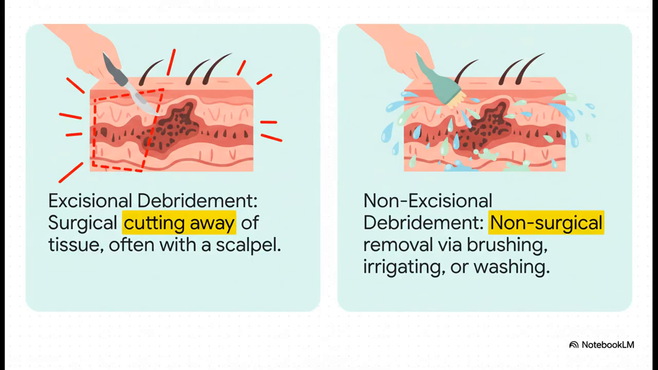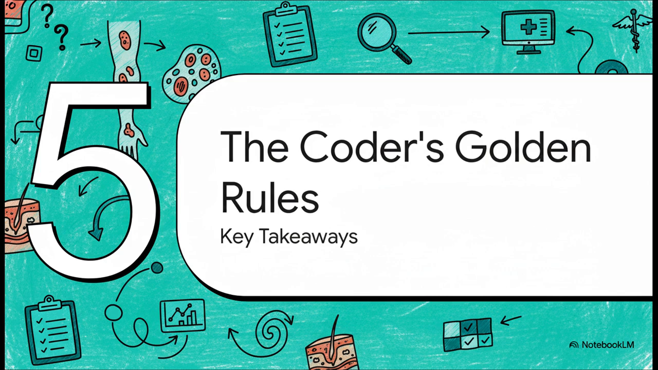And here's that fork in the road. Was the tissue physically cut away with something sharp, like a scalpel? That's excisional debridement. Or was it cleaned out by washing, scrubbing, or irrigating it? That's non-excisional. It might seem like a tiny difference, but in the coding world, these are two completely separate procedures with totally different codes. Okay, we have covered a ton of ground.